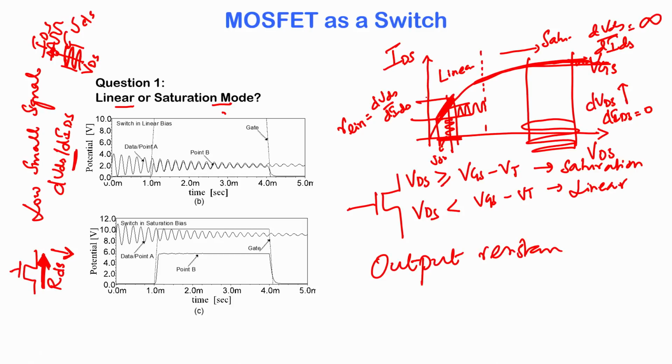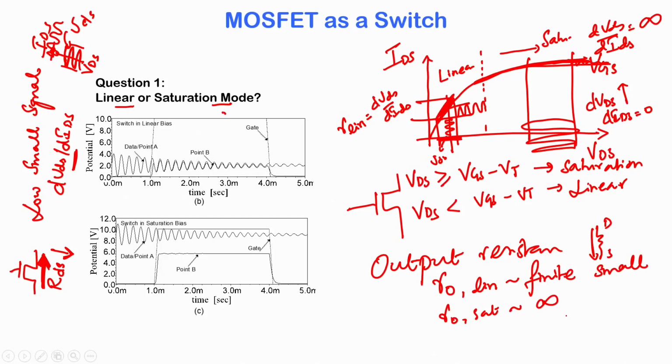Whether it is linear or saturation, this resistance between source and drain that we are talking about is called the output resistance of the MOSFET. So, RO for a MOSFET in linear is finite, it is small, and RO for a MOSFET in saturation is infinite. Therefore, it is definitely preferable to bias the MOSFET in linear mode of operation if you are using it as a switch.